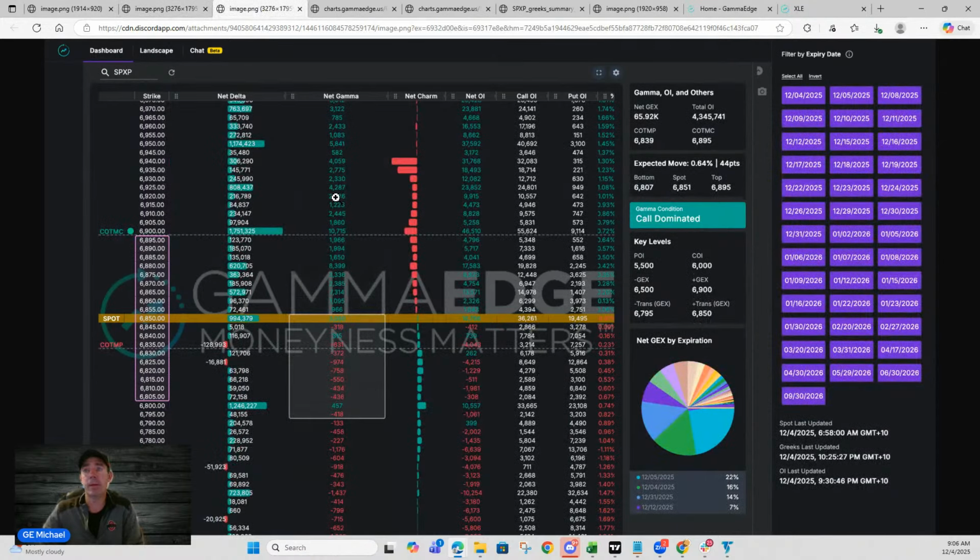All right, moving on to the SPXP. Again, all expiries turned on. We're call dominated above and below spot price. As you can see, our charm levels are where our gamma levels are. We can also turn the bars on for the gamma if you wish. We just have it numerical at this time.